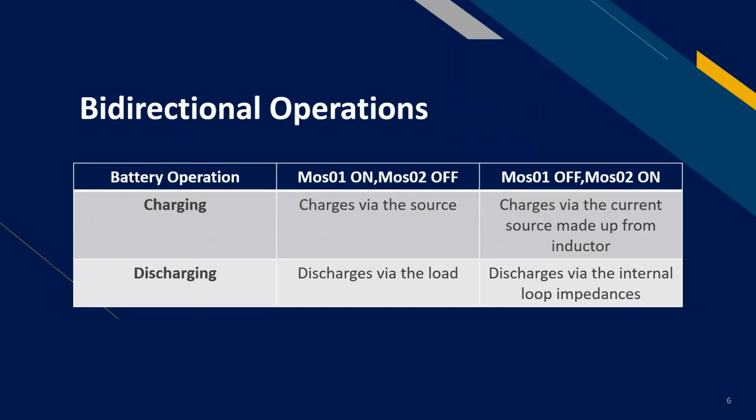In the charging state, when MOSFET 1 is on and MOSFET 2 is off, the battery is charging directly from the input or the source, and also the inductor gets charged. After that, when MOSFET 2 is on and MOSFET 1 is off, the battery continues to get charged via the inductor. In the discharging state, when MOSFET 1 is on and MOSFET 2 is off, the battery discharges and gives power to the 24-volt input source. In a way, the battery acts as a source. Then MOSFET 2 is on and MOSFET 1 is off, and the battery continues to discharge via internal impedances.